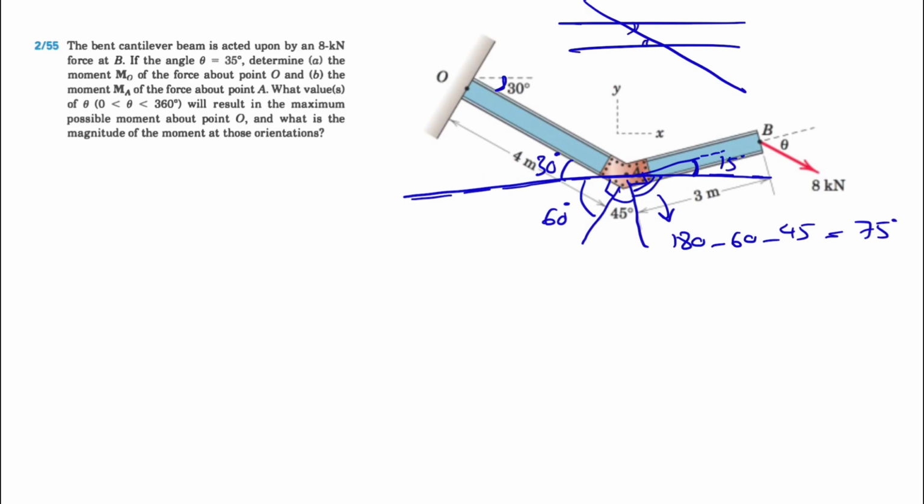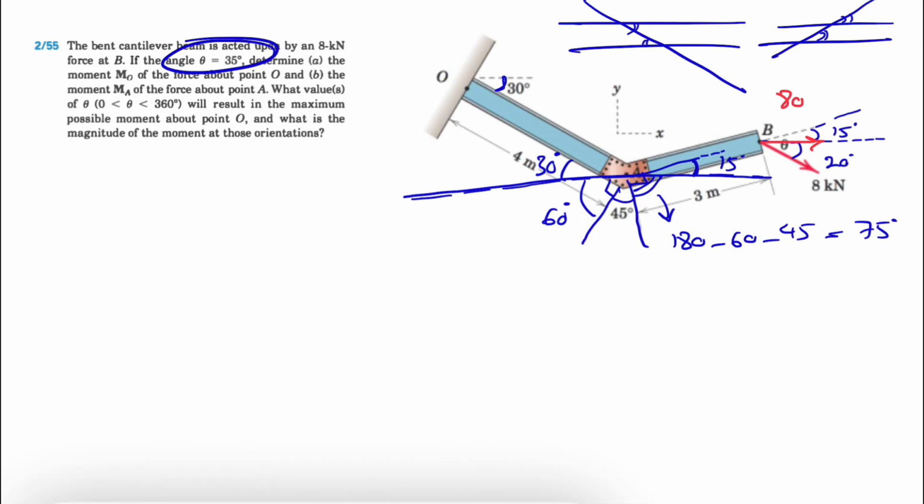In order to resolve it into x and y components, let's consider this dotted line again parallel to x. We know our theta is 35 degrees, and we know this angle here is also 15 degrees. Based on the same principle, we have these two parallel lines, and these two are also the same, so 15 degrees. And we know that theta is 35, so this angle would be 35 minus 15, which will be 20 degrees. So now we can resolve it into x and y components. This will be our x component, which is basically 8 cosine of 20 degrees, and this one will be 8 sine of 20 degrees.